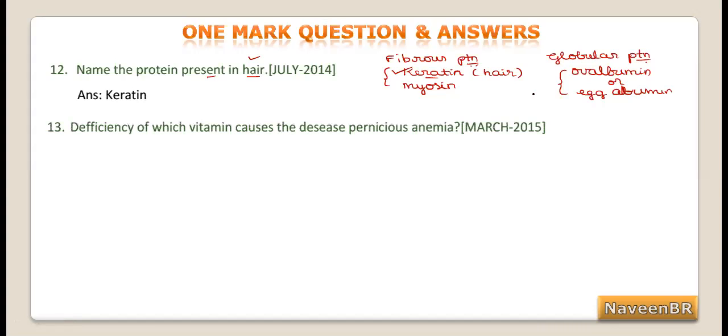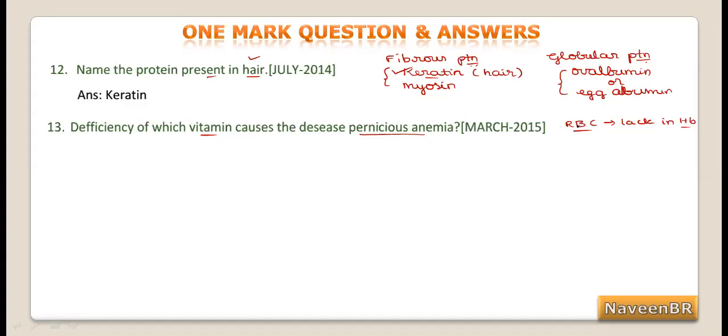The next question from the March 2015 examination. Deficiency of which vitamin causes the disease pernicious anemia? Now we know that anemia is related to blood cells without hemoglobin, that is, RBCs lacking hemoglobin, so it is called an anemic condition. Pernicious anemia is due to a vitamin that is water soluble, which is involved in RBC synthesis.